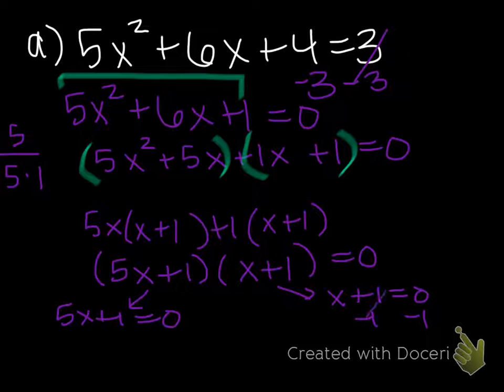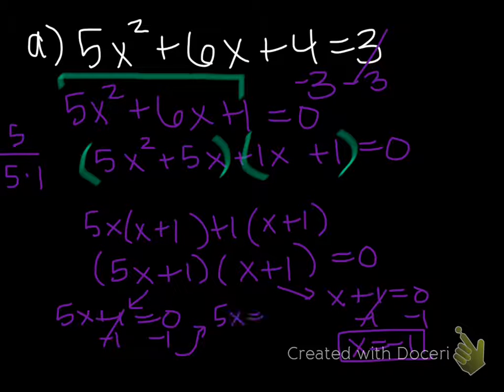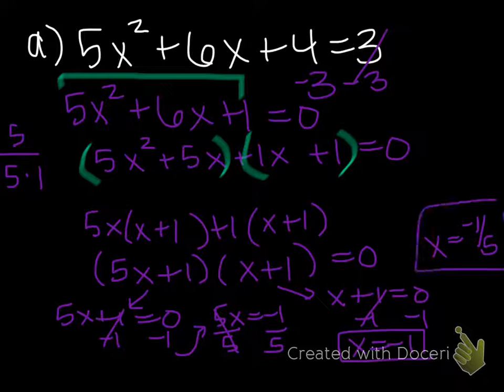So this one, I get x equals negative 1. And this one over here, I'll subtract 1 to start. I'm going to come up here because I'm running out of room. I'll get 5x equals negative 1. We divide both sides by 5, and the second answer I get, I'll write up here, is negative 1/5. And you might be able to do that last step in your head, so if you can, feel free. If not, write it out.